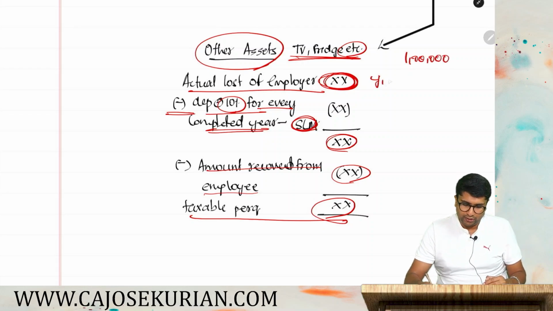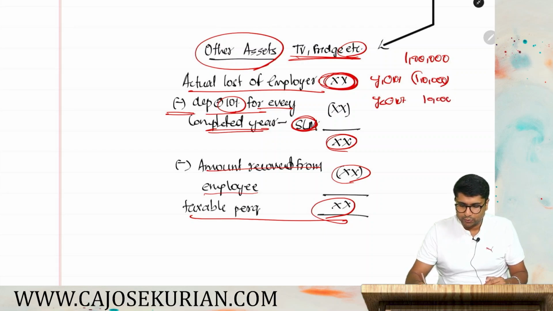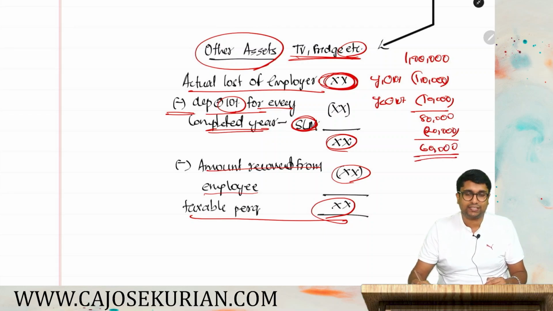So for year 1, at 10% means 10,000 rupees you have to deduct. Year 2 also, it is SLM. 10% means another 10,000. So the remaining value will be 80,000. From that, the employee has paid 20,000. So the remaining 60,000 shall be the taxable value of perquisite in the hands of employee.